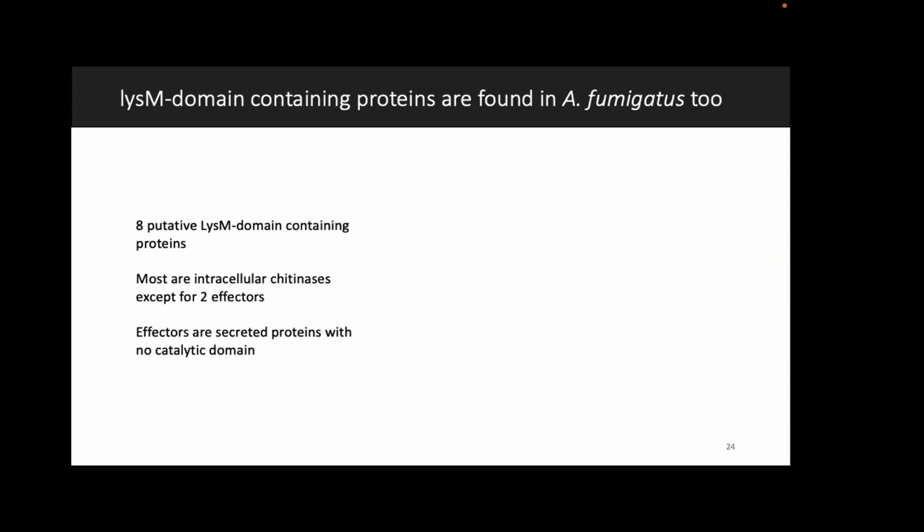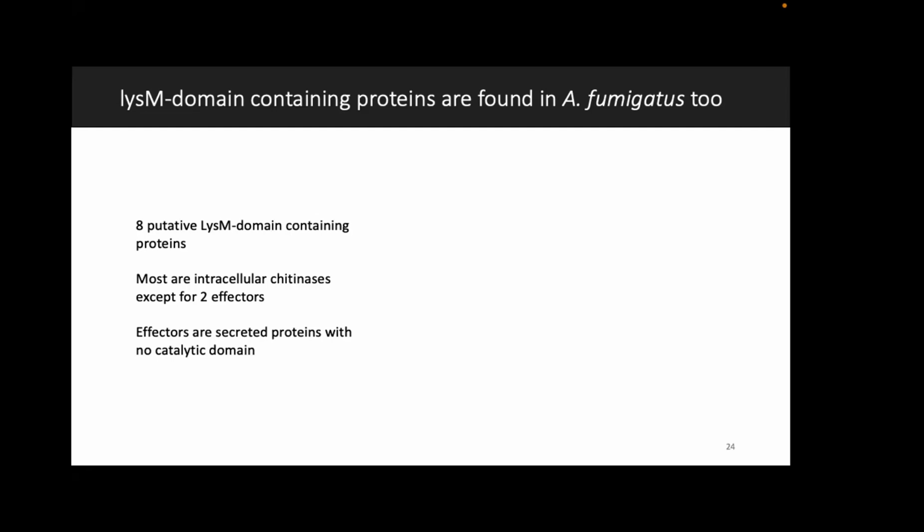So in the fungus, there are 8 predicted LysM domain containing proteins. And I was hoping that there would be one that's a transmembrane domain, because in my head, that's what I think a receptor is. But unfortunately, most of them are intracellular chitinases. And I was thinking to myself, an LCO is coming from the outside, so I would be thinking that it'd be something that has to sense the outside. But there were 2 effectors, and these effectors are secreted proteins with no catalytic domain.